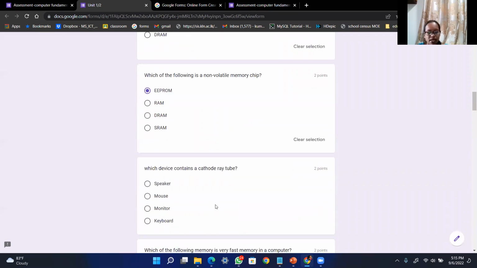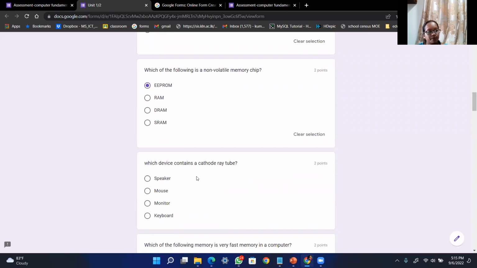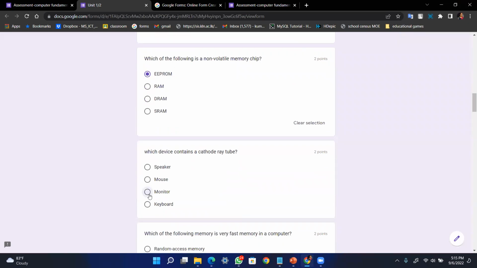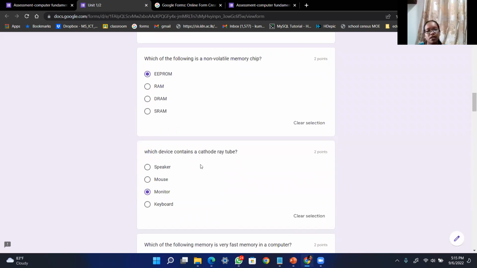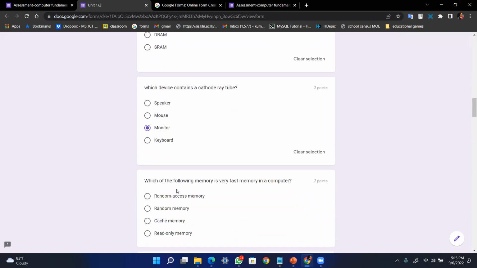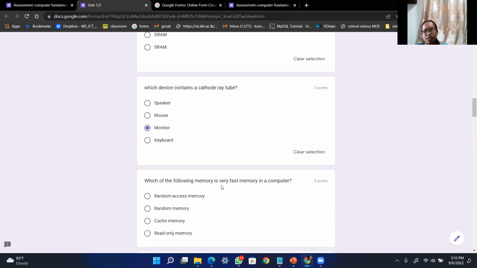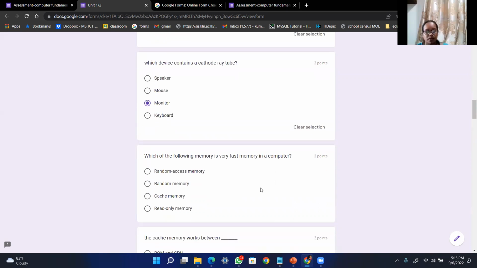Which device contains a cathode ray tube? Monitor. What is the name that we refer to that kind of monitors? Normally, what is it called? CRT. CRT monitors. Yes.